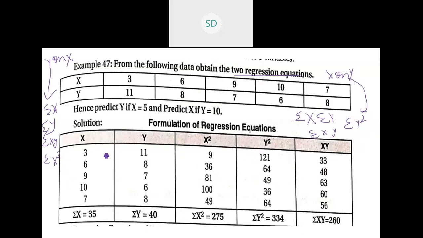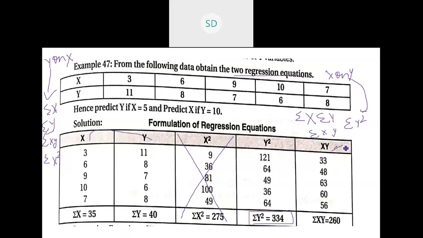Now if you see here, it is the same problem, so the values remain the same: summation x and summation y. We will not be requiring x square for now, so we will ignore this column. Next, y square is required, so square this column of y, then add them, and you get summation y square. Next, xy. If you multiply x into y, you get xy.